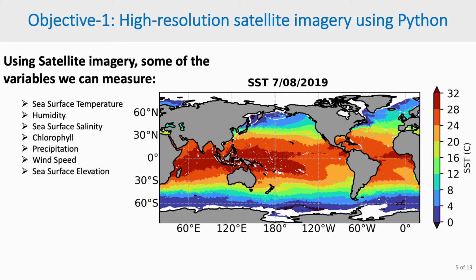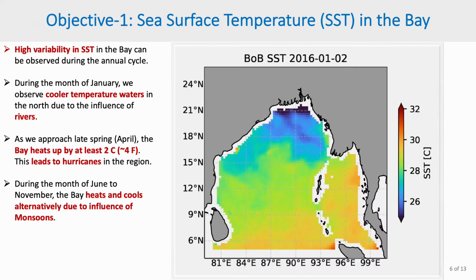Using satellite imagery, some of the variables we can measure are sea surface temperature, sea surface salinity, chlorophyll, wind speed, sea surface elevation, humidity, etc. While doing this study, one of the variables we observed is SST in the Bay of Bengal. Let us see first the video.